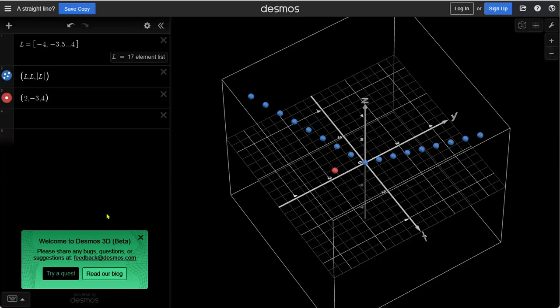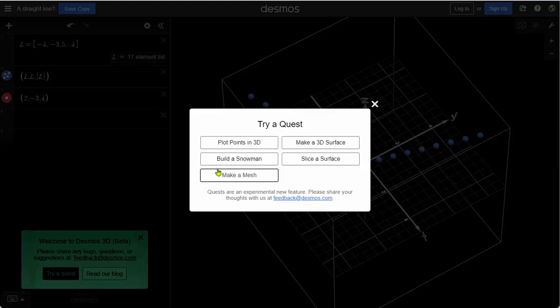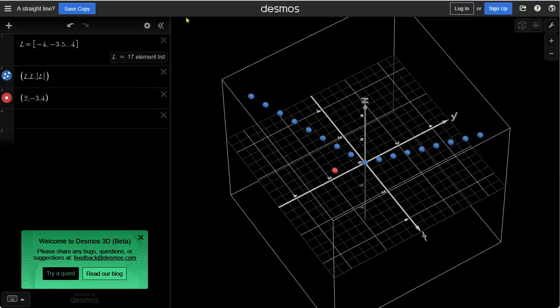You'll also notice in the lower left-hand corner, for now, you can access a quest, which is a task performed using the 3D graphing calculator, as well as read the blog. Currently, there are 5 quests available. And now let's look at some surfaces.